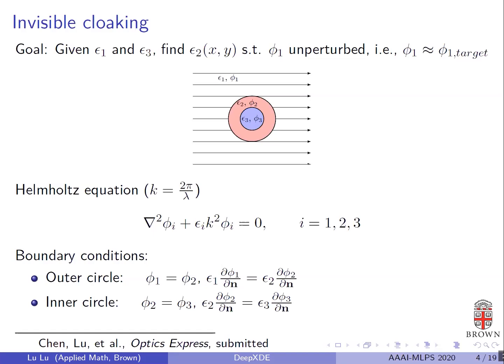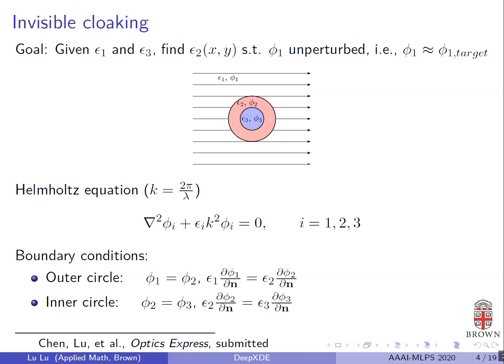And as we know, this problem can be described by the Helmholtz equation, as shown here. The Laplacian of phi i plus epsilon i k squared phi i is equal to 0 for 3 different regions: the outside region, blue region, and also pink region. And also we have the boundary conditions for the outer circle and the inner circle. For each circle, we have the continuity of phi 1 and phi 2, and also the normal derivatives, partial phi 1 partial n and partial phi 2 partial n, should be proportional to epsilon 1 and epsilon 2. So this is the PDE and also the boundary conditions we have.